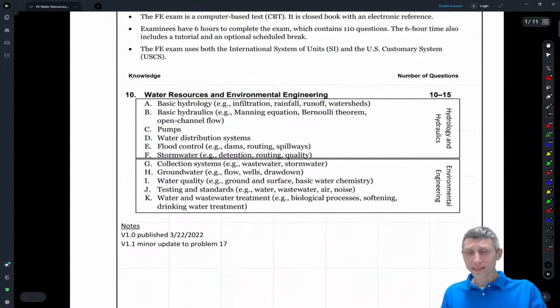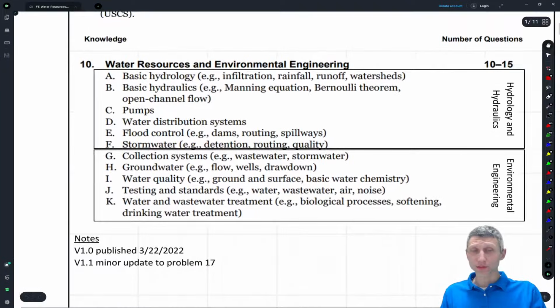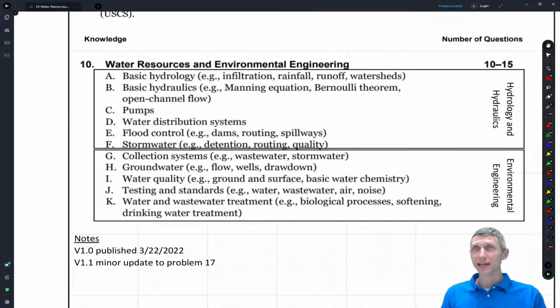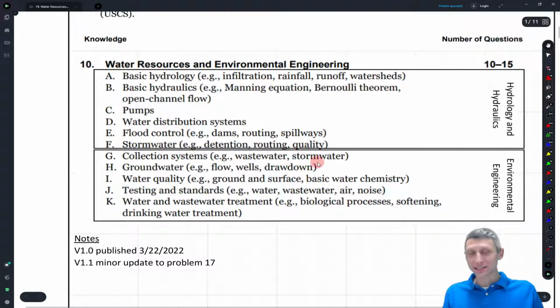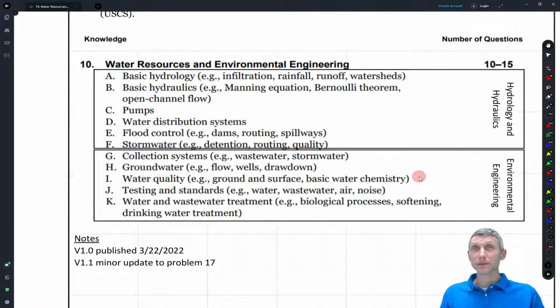So with this session, we're going to be talking about water resources engineering. This is 10 to 15 questions, and this is the NCEES spec right from NCEES. So this is what they say is going to be on the test. I sort of broke it up into H&H and environmental here, and some of these pieces, for example collection systems, you could put collection system stormwater with H&H, but wastewater with environmental. So there's some overlap here.